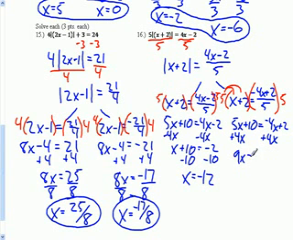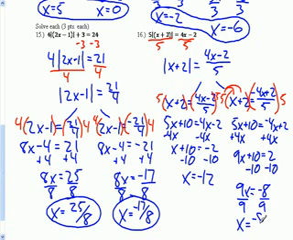So that gives me 9x plus 10 equals 2. I've got to subtract the 10 from each side. So I end up with 9x equals a negative 8. Divide each side by 9. And I get x equals a negative 8/9.